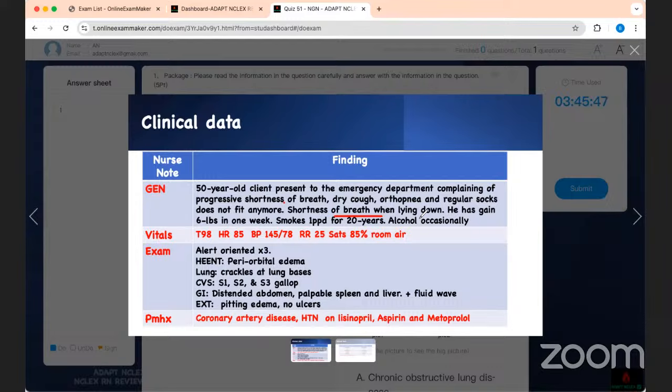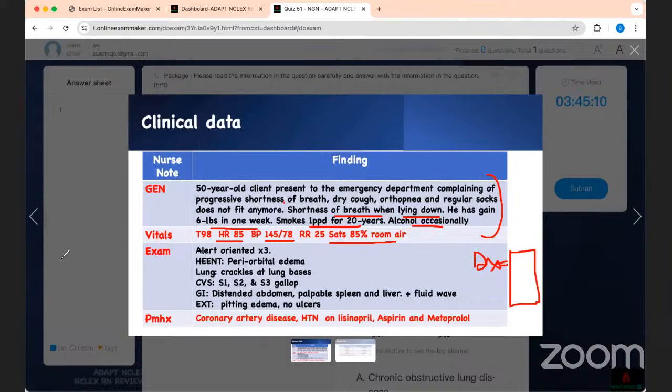Yeah, shortness of breath when laying down. Does that sound like something you should know? He has gained 6 pounds in 1 week. He smoked for 20 years. He drank alcohol occasionally. His SAT is like, what, 85 on room air. Heart rate 85. Blood pressure slightly elevated. What do you think is going on? This is what we call differential diagnosis. At least you should give me at least 3 things that should be going through your mind right now, figuring that, oh, this is the diagnosis, right?